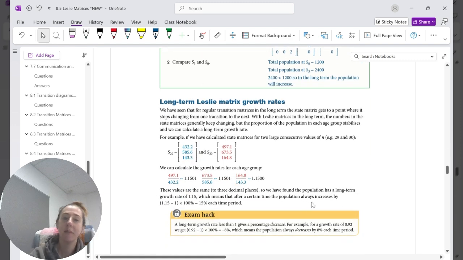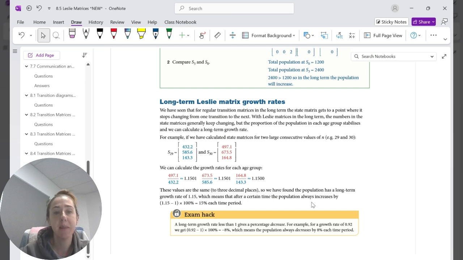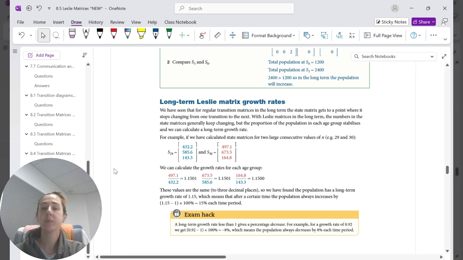So, long-term Leslie matrix growth rates. We've seen for regular transition matrices in the long term, the state matrix gets to a point where it stops changing from one transition to the next. With Leslie matrices in the long term, the numbers in the state matrix generally keep changing, but the proportion of the population in each group will actually stabilize so that we can calculate long-term growth.